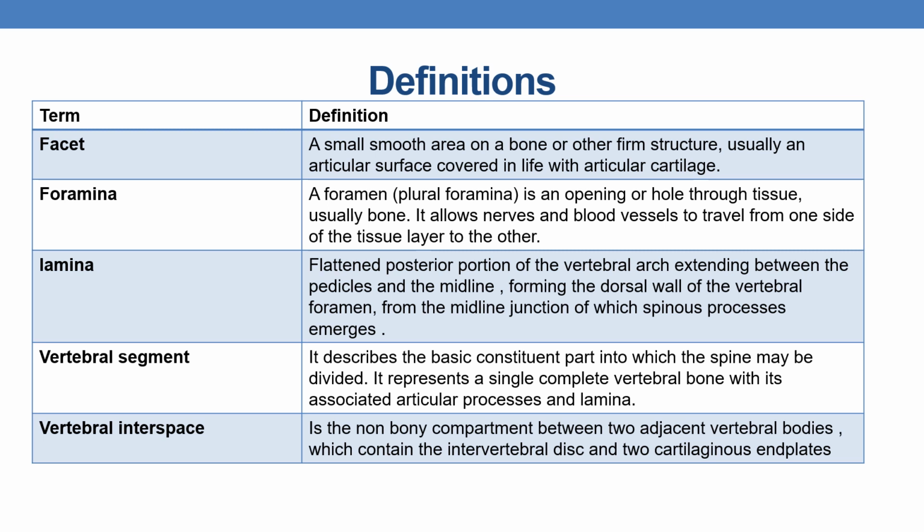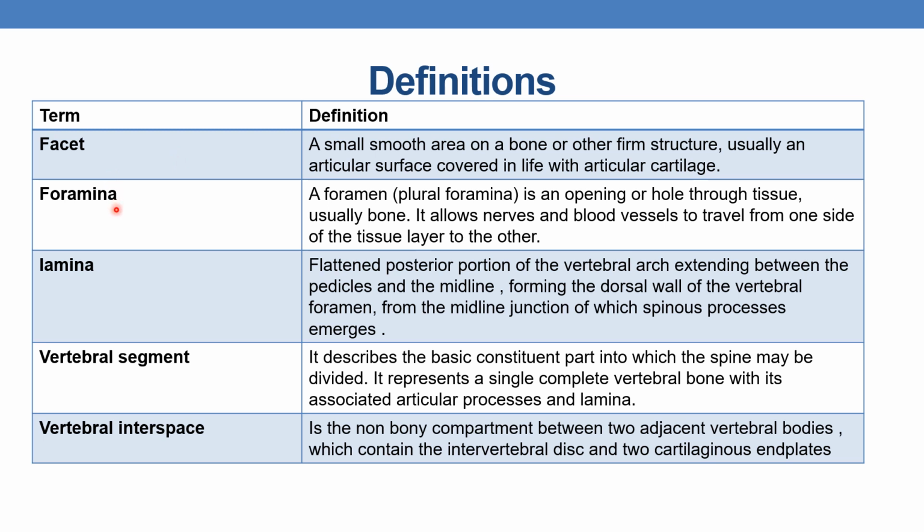Now coming to some of the anatomical terms. Facet. Facet is a small smooth area on a bone or other firm structure, usually an articular surface covered with articular cartilage. Smooth, flat surface is nothing but facet.